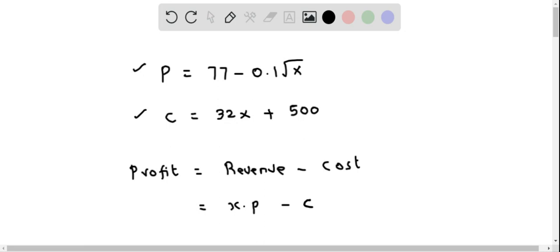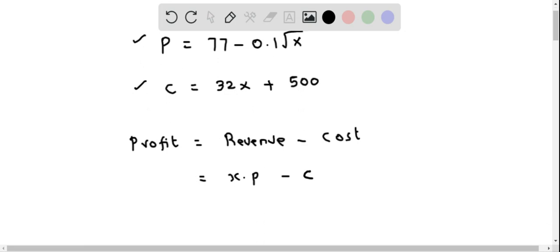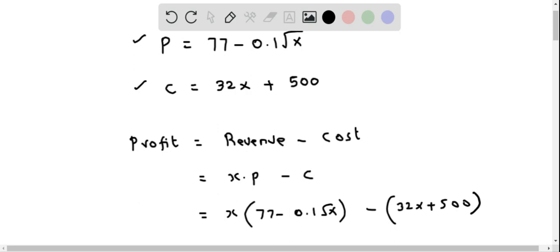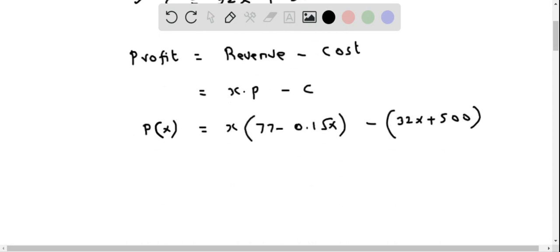Let's replace p, so we have x times the expression 77 minus 0.1 root x, minus the cost function, which is 32x plus 500. This is the profit function. We can write this as P of x. Let's simplify this. We have P of x equals, we distribute this x with the terms inside the bracket, and so we get 77x minus 0.1 times root x times x.